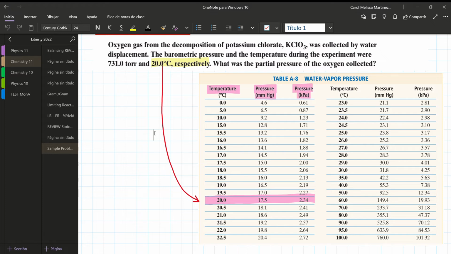Which one are you going to use? It depends on the units that you have. In this case, they are giving you torr. Okay, remember that torr and millimeters of mercury, they are equivalent. That is that 1 millimeter of mercury is equal to 1 torr. This is an equivalence, okay? And because this is an equivalence, we are going to say that these torr are actually millimeters of mercury as well.